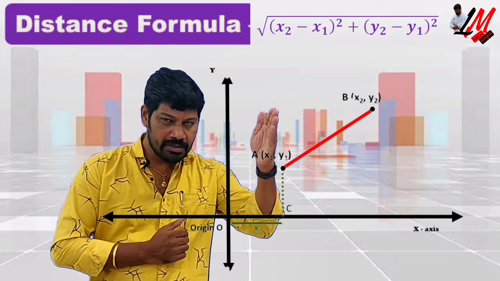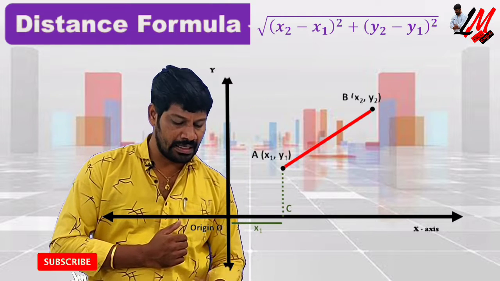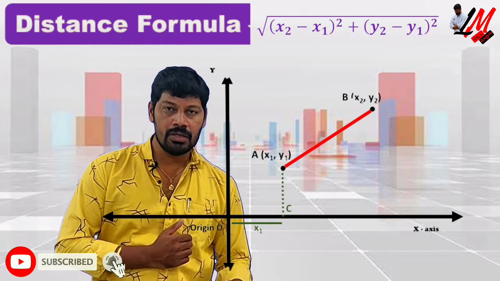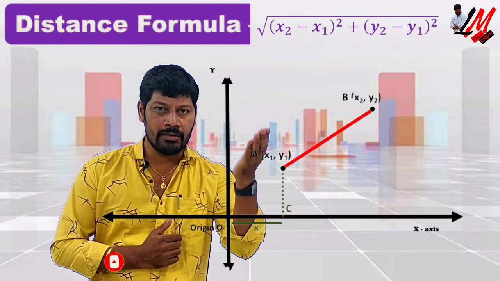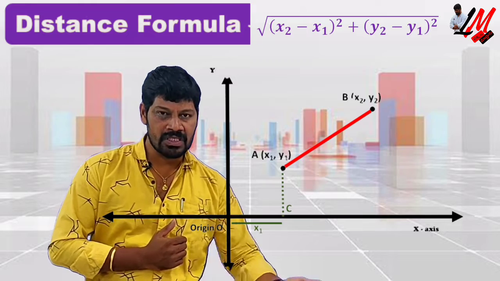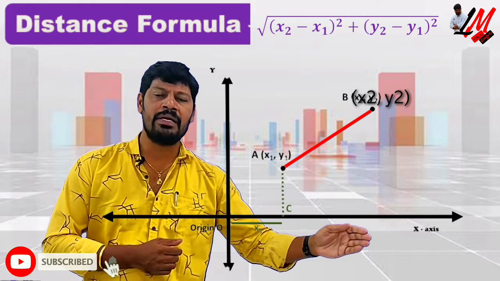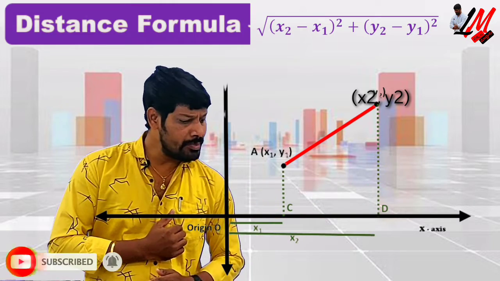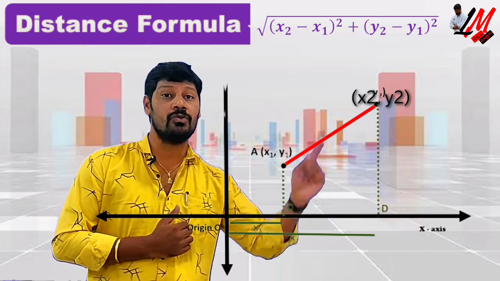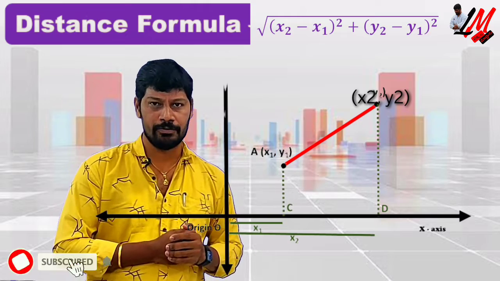And from A, we draw a perpendicular. The length of OC would be the x coordinate of the point, which is nothing but x1. Simply you can say OC length is x. From B, we draw a perpendicular, let me take that point as D. Then what will be the length of OD? It is going to be x2. Why? Because the point is x2, y2.